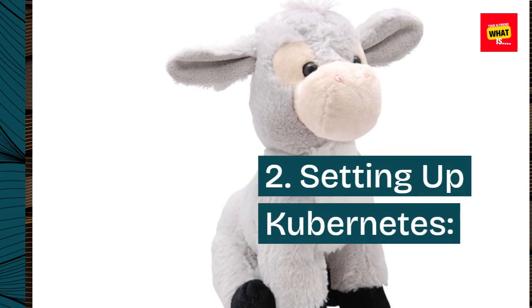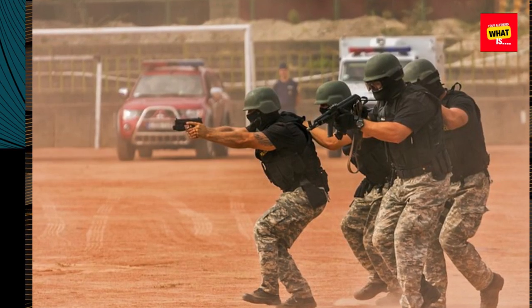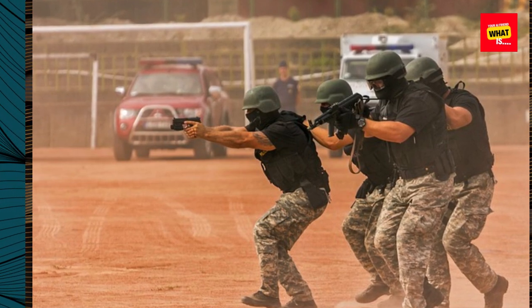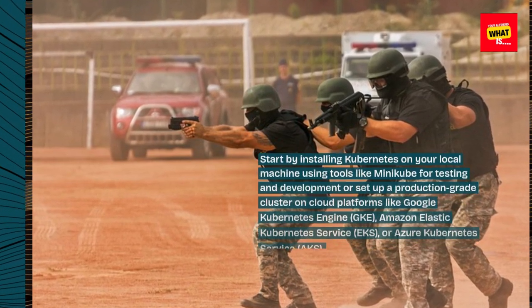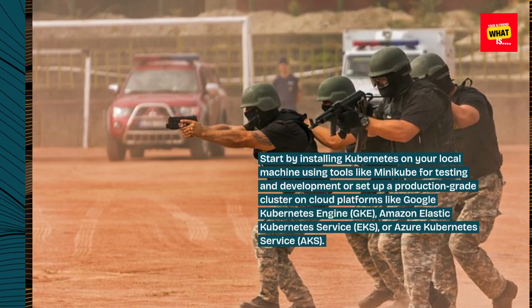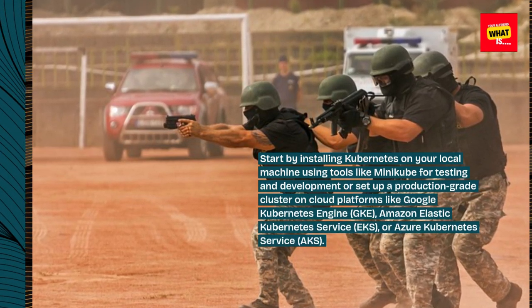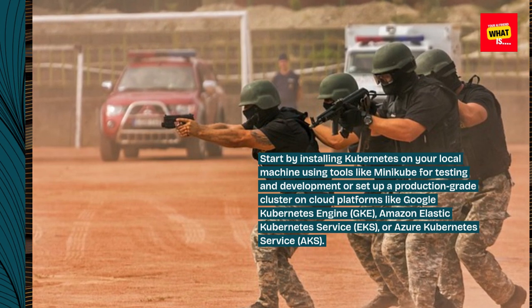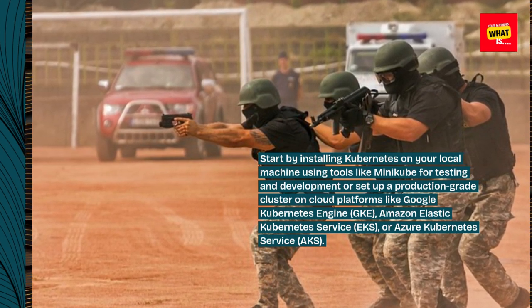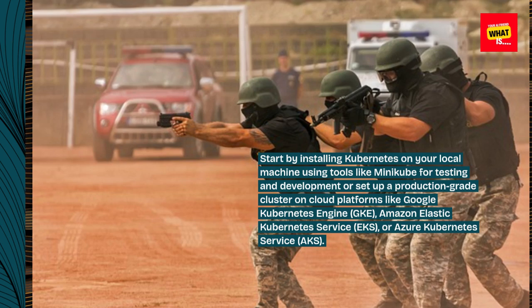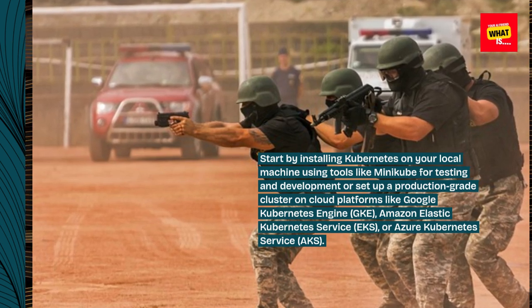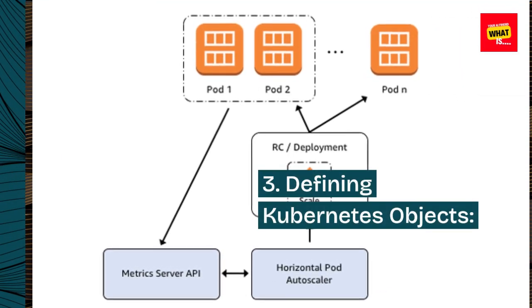2. Setting up Kubernetes. Start by installing Kubernetes on your local machine using tools like Minikube for testing and development, or set up a production-grade cluster on cloud platforms like Google Kubernetes Engine, GKE, Amazon Elastic Kubernetes Service, EKS, or Azure Kubernetes Service, AKS.